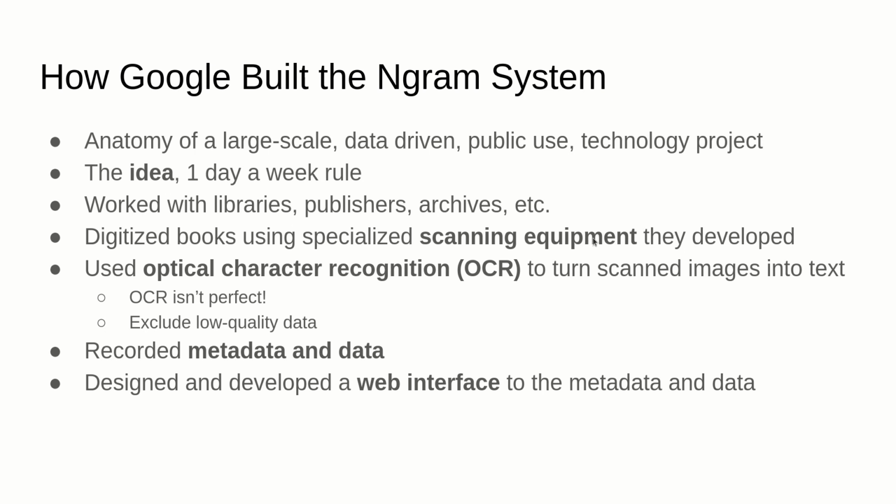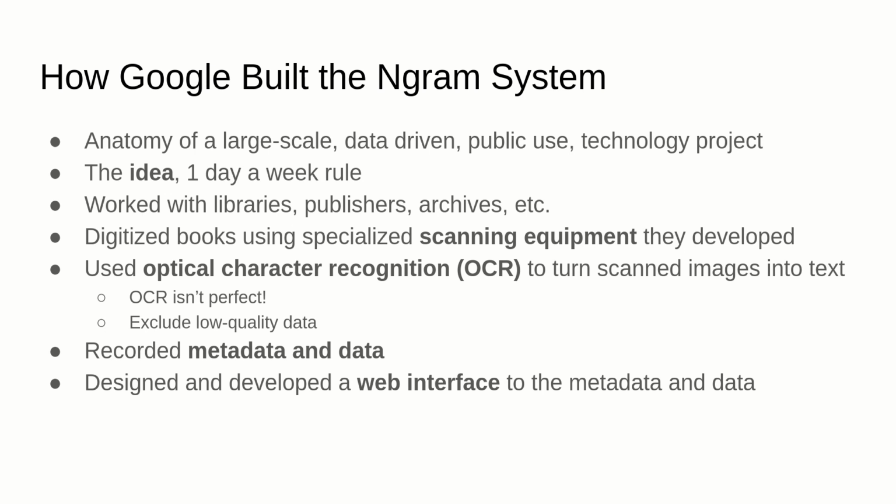In addition to just scanning in the data, they then also recorded metadata. Metadata is information that describes data. For example, the title of a book is metadata about that book, the year in which it was published, the genre, the author. All of these things are not necessarily part of the book's contents themselves. They are information that describes the book, and therefore they are metadata.